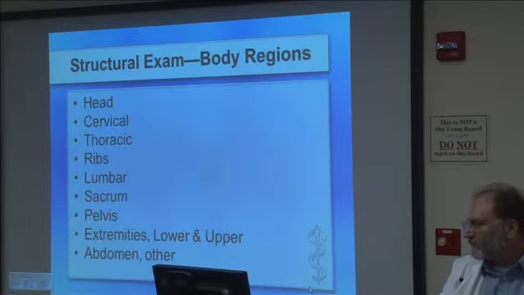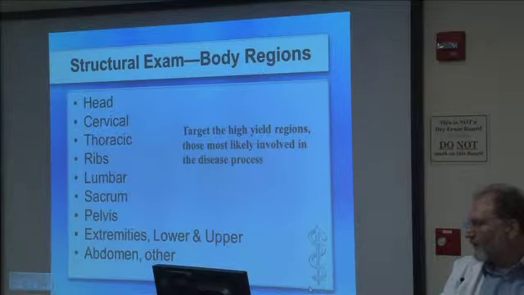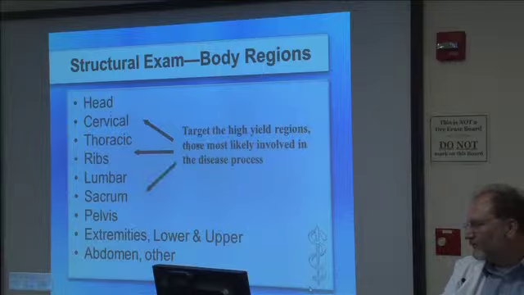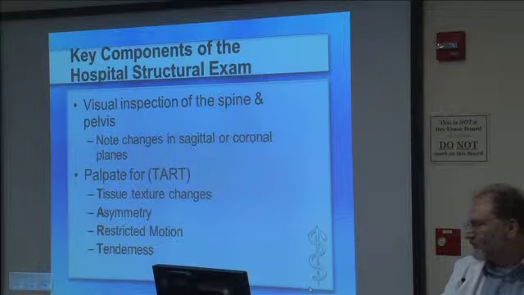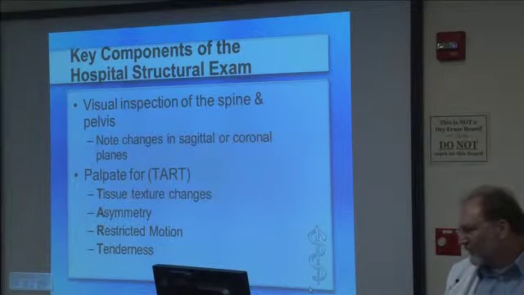Again, making sure we look at the body regions, targeting the high yield areas. So again, key components of this: the visual inspection of the spine and your TART findings. Again, tissue texture changes, asymmetry, restricted range of motion, and tenderness.